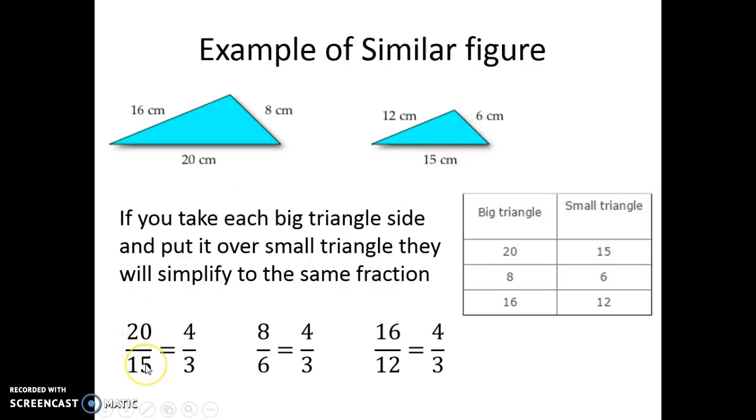So we're going to compare each part and make a fraction. So 20 over 15 simplifies to 4/3. 8/6, which are the corresponding sides, also simplifies to 4/3. And then the last pair of corresponding sides, 16 and 12, also simplifies to 4/3. Because they all simplify to 4/3, that makes these two triangles similar.